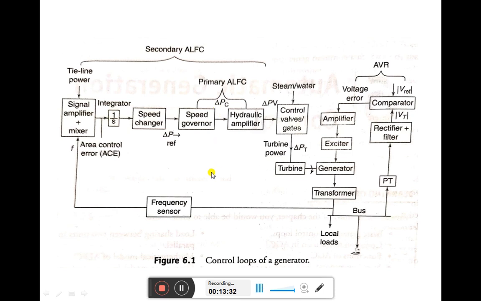So every generator in our power system will consist of these two control loops called AVR and ALFC. And using these two loops, one can have control over the system voltage and system frequency, and we can ensure the reliable operation of the power system.